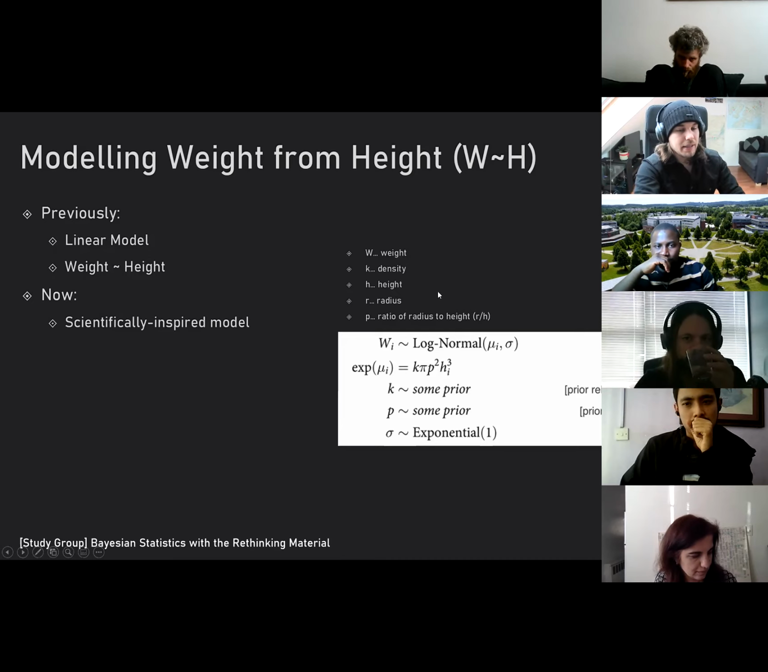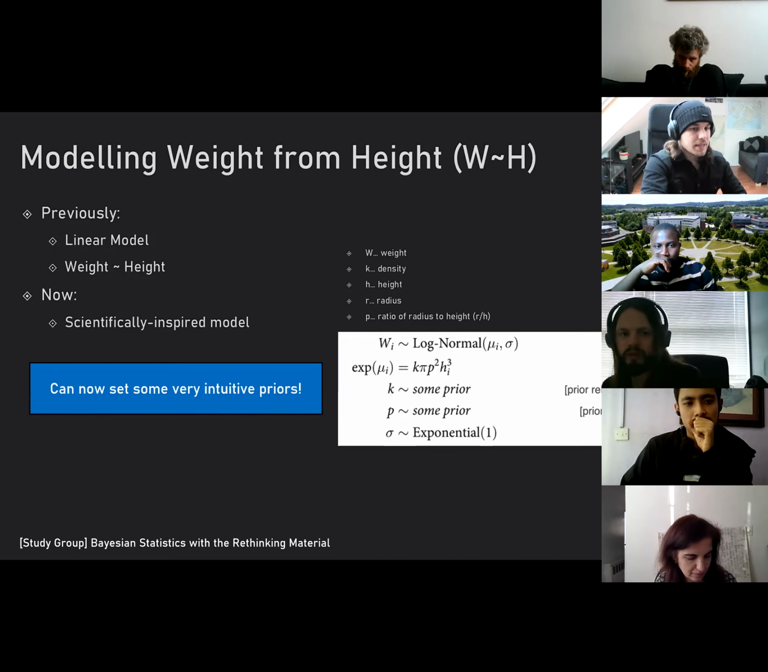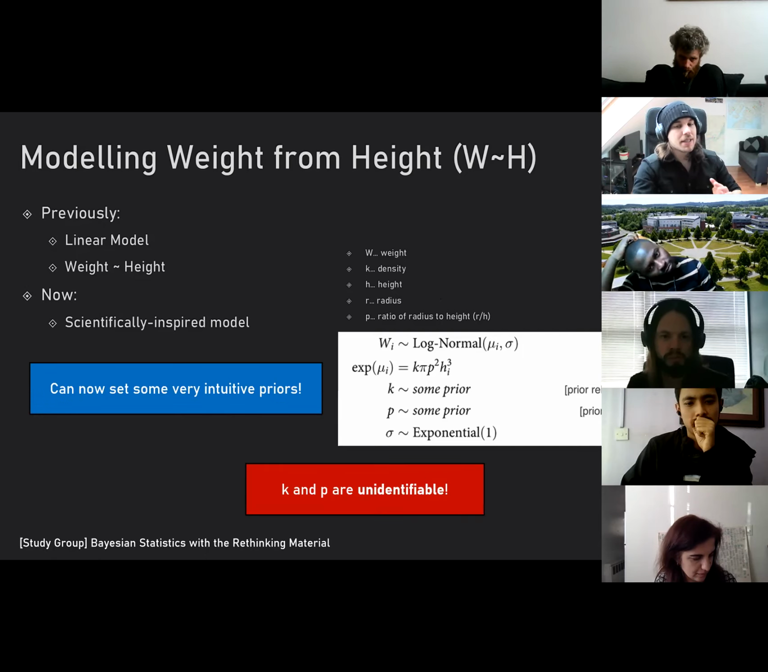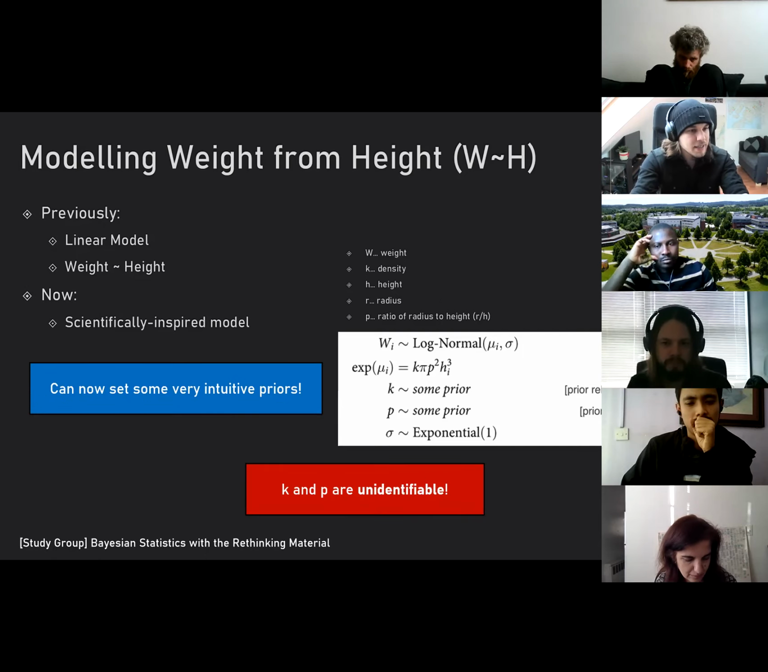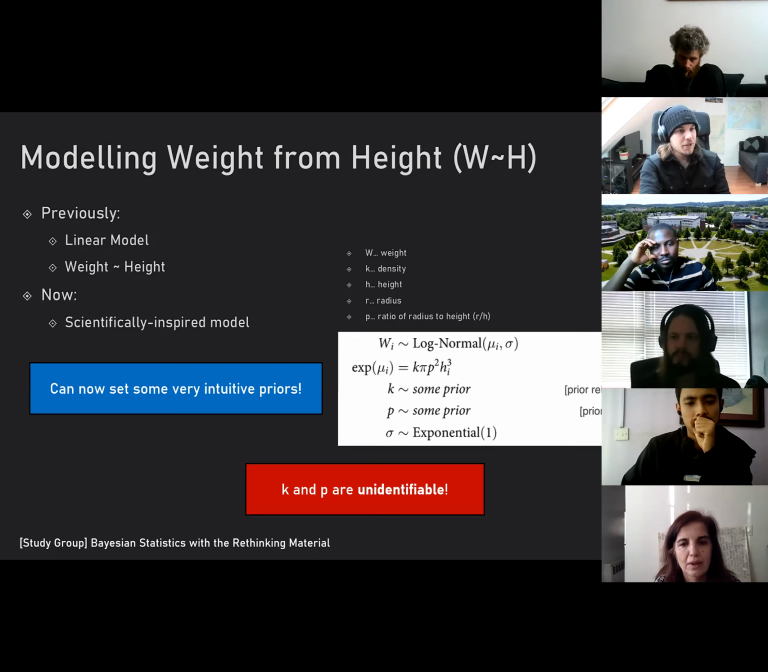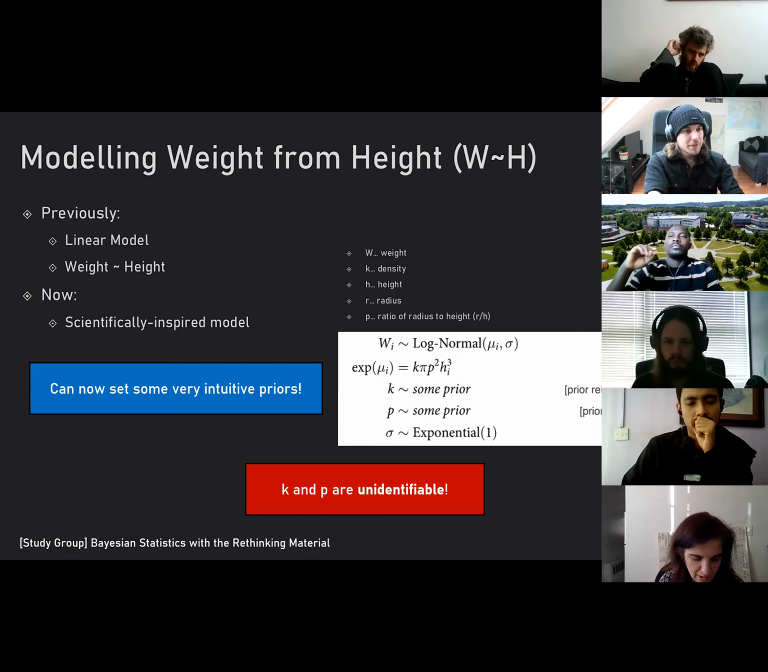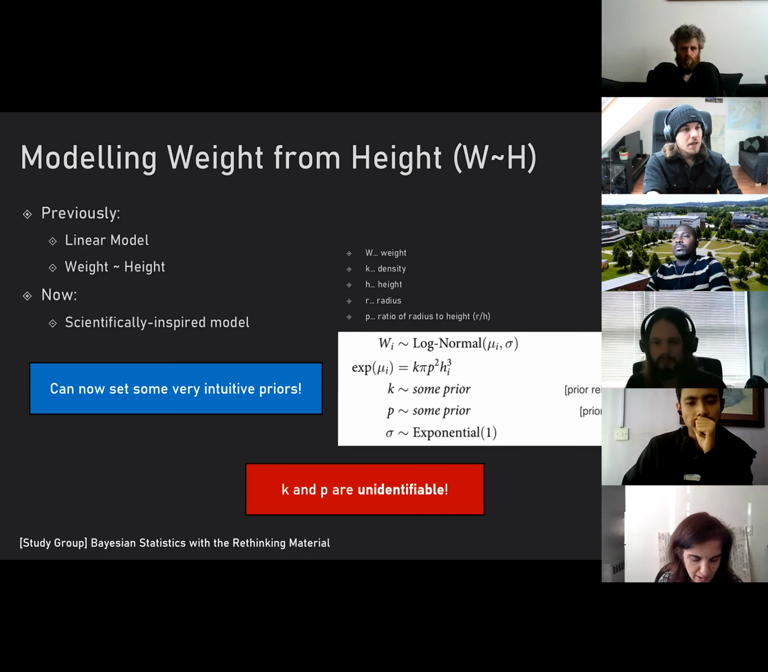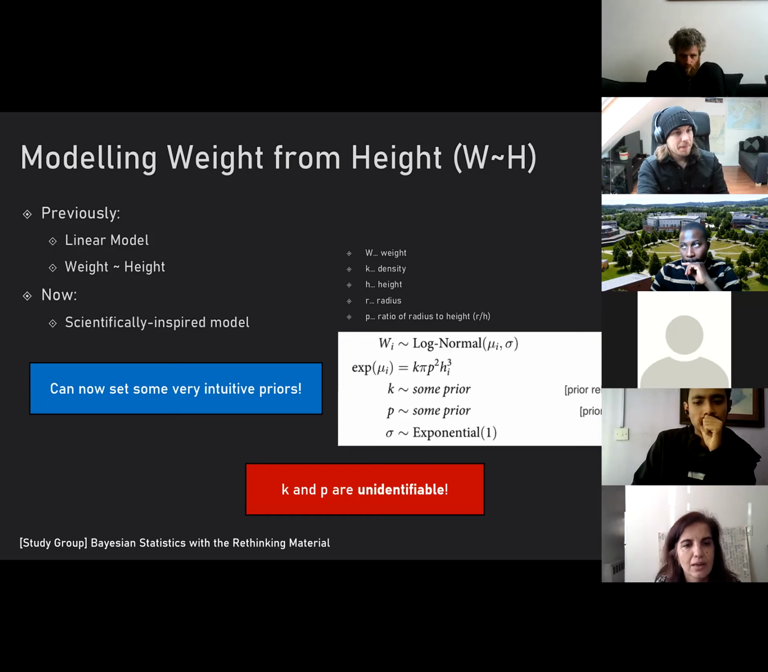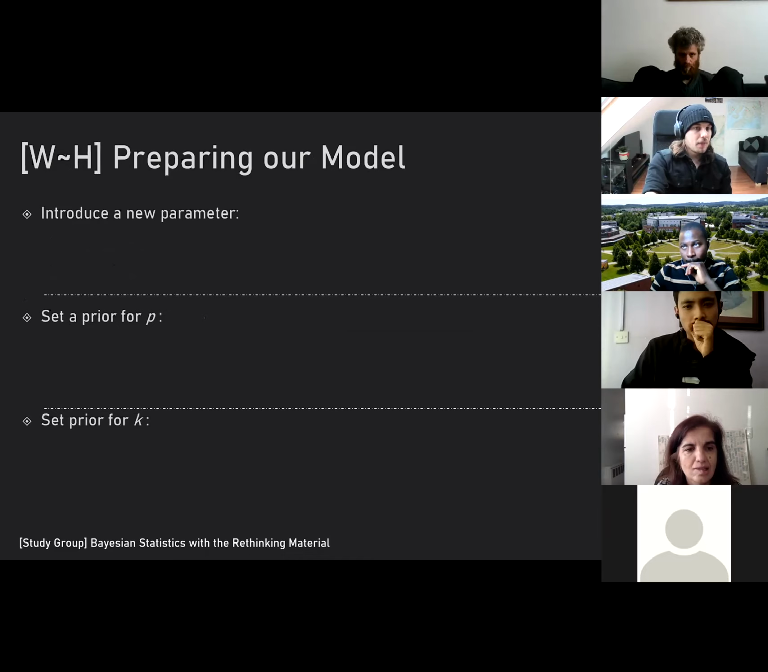However, with a keen mind, we of course can set some intuitive priors here, but we'll notice that K and P are unidentifiable, because we can multiply any 2 numbers together to get to a certain outcome. So running this model might just be a bit difficult, unless we have super informative priors. That might help. So how do we prepare our model?